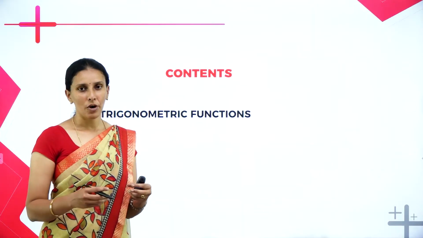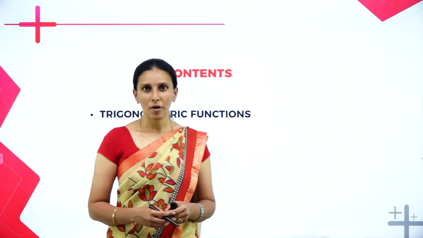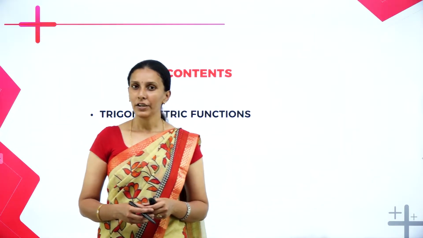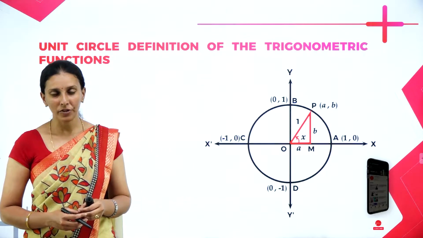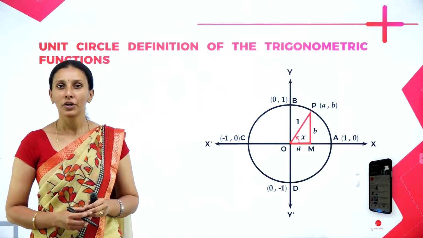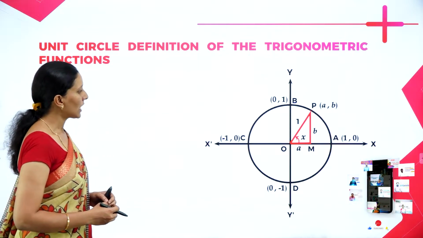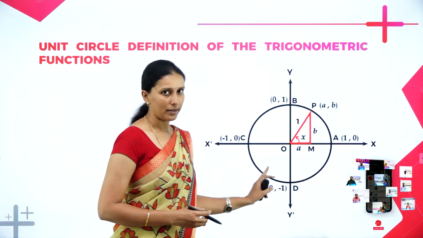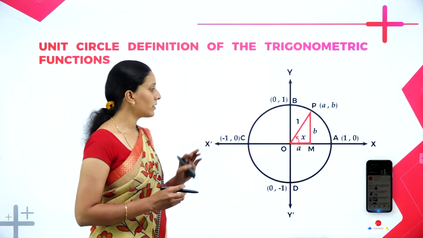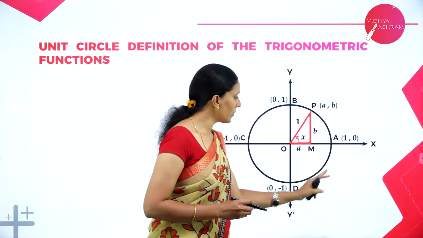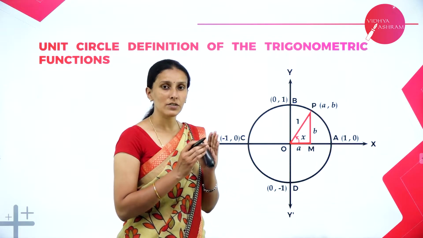In this session, we are going to study about trigonometric functions under unit circle. So let's see the definition of all 6 trigonometric ratios in terms of unit circle. Now here, consider a unit circle and consider any point P on the unit circle. So here, when I say consider a unit circle, we know the radius is 1 unit.